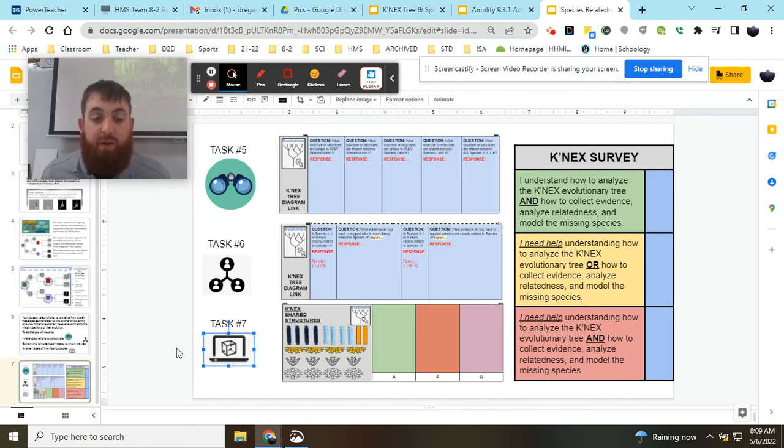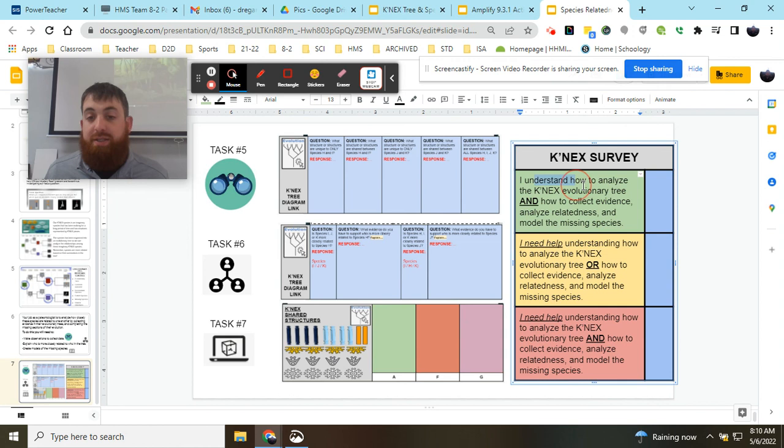And then in task 7, that's where you're going to make your model. You'll notice that you'll have all these little K'Nex pieces here, and you're going to have to build what the species looks like for species A, F, and G. You will use as many as you need, and you'll move them wherever you need as often as you want. You might have some pieces that you might not need. It all depends. So that's what our next set of tasks are going to look like.